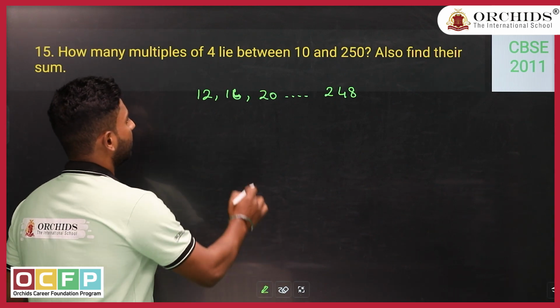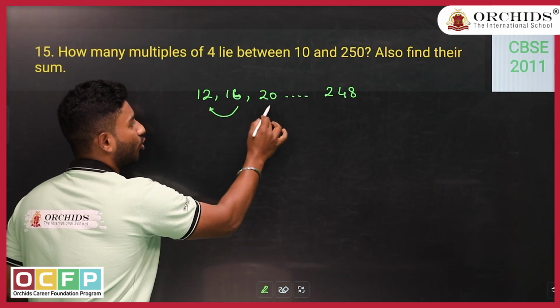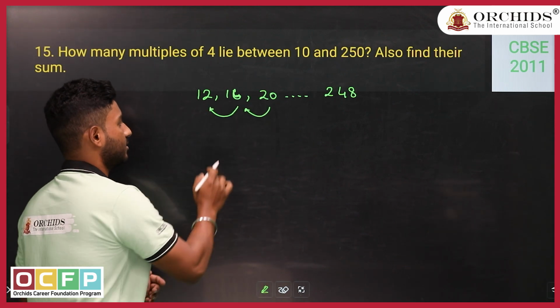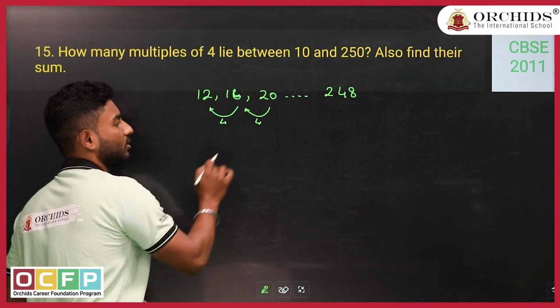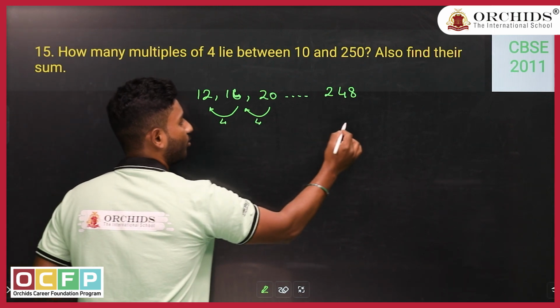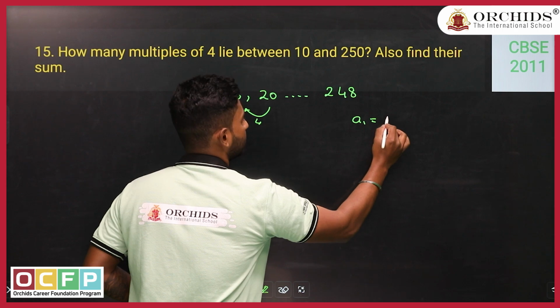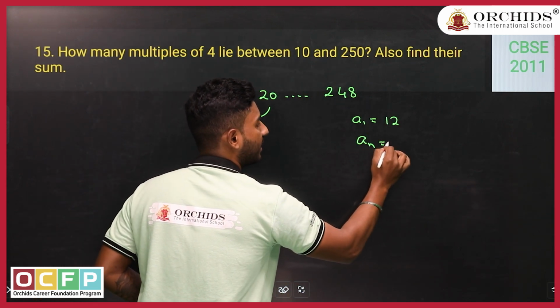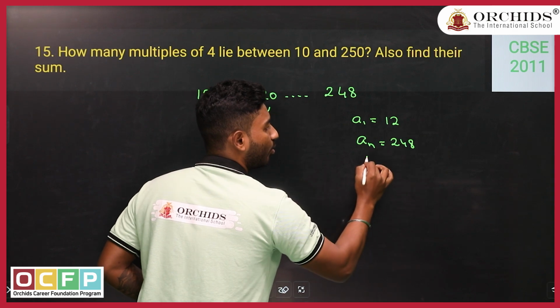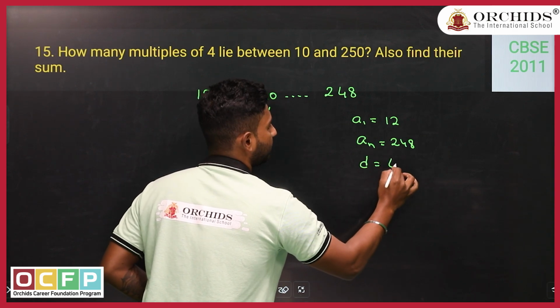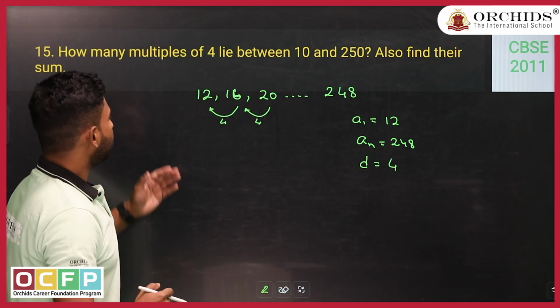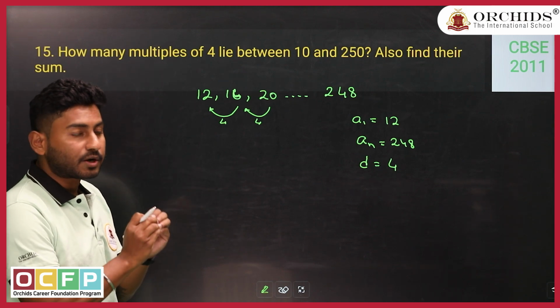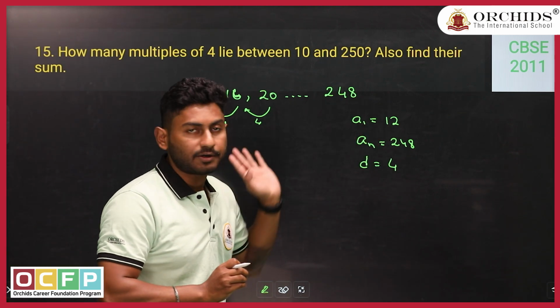If this is the AP, what is the common difference here? As you can see, this is 4. Common difference is 4. Fine. So what is A1? Our A1 is 12. What is the last term? Last term is An, that is 248. Common difference is 4. Now they are asking, find the number of terms between 12 and 248.